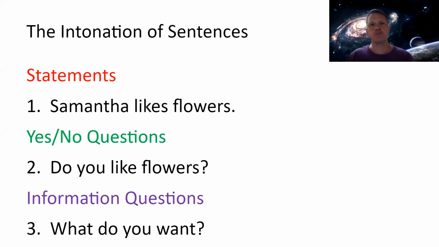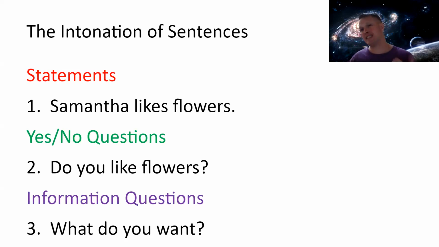So there are two basic kinds of sentences in English: statements and questions. And there are two kinds of questions: yes, no questions and information questions. So a statement is something that's not a question, you're just expressing a fact or an opinion. A yes, no question is a question that can be answered with yes or no. And an information question usually starts with a WH word: who, what, when, where, how, why, and requires some specific information for the answer.